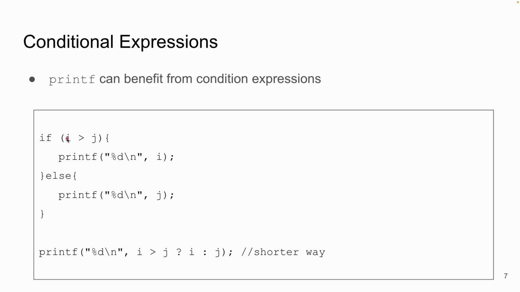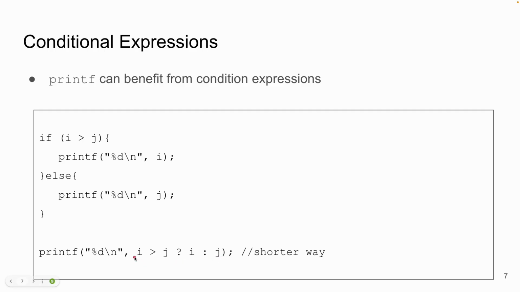If i is larger than j, then we want to print out the value of i. But if i is not larger than j, then we want to print out the value of j. So basically what I want to do is print out the larger value based on the comparison between i and j. We can do that using this chunk of if-else. However, we can also do the same thing using this line. In this line, we have the conditional expression in the printf function, right?